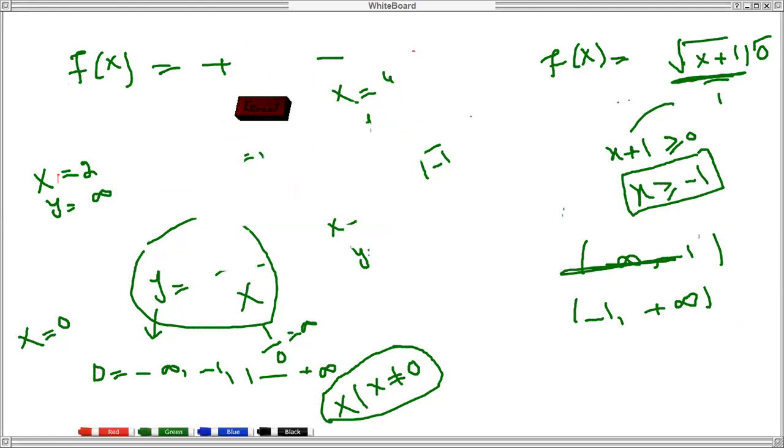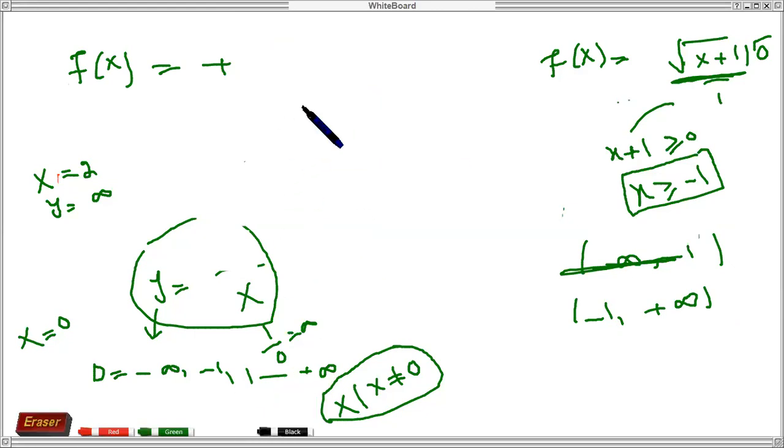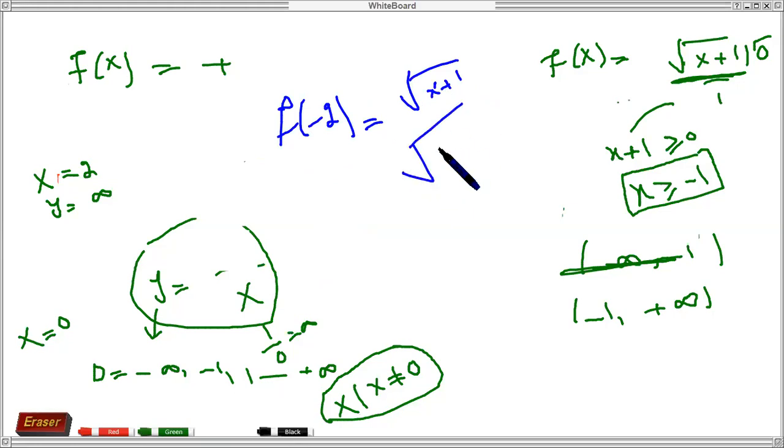Because if you give the value minus 2, then the root is of a negative. Like f of x, it means f of minus 2. So you have x plus 1. If you give x is equal to minus 2, then minus 2 plus 1 is equal to what? Minus 1, which is not possible.